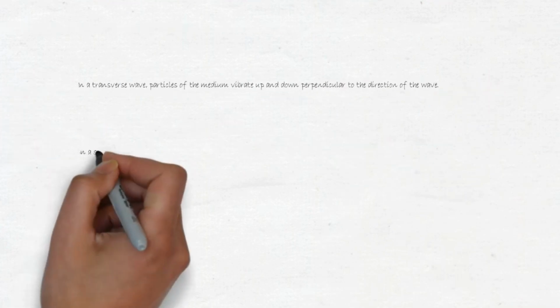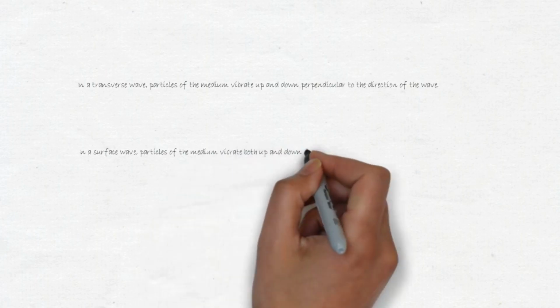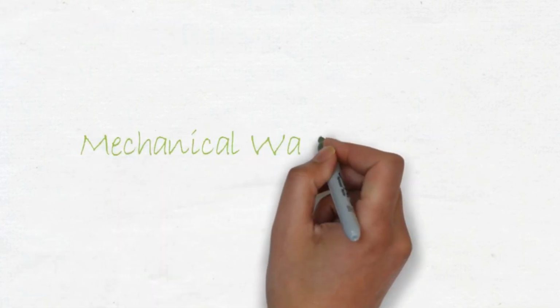The last wave is the surface wave. In a surface wave, particles of the medium vibrate both up and down and back and forth, so they end up moving in a circle. So next, move to the mechanical wave equation.